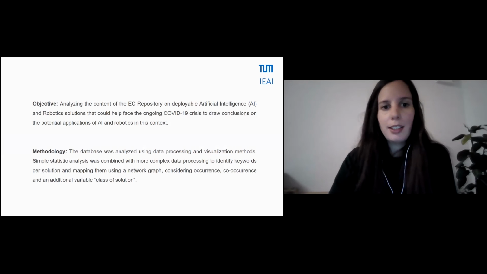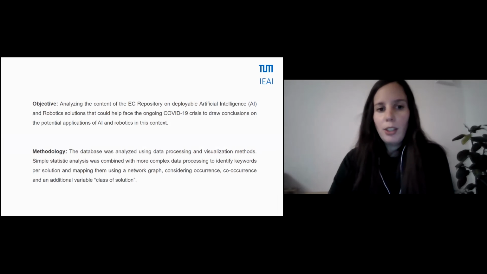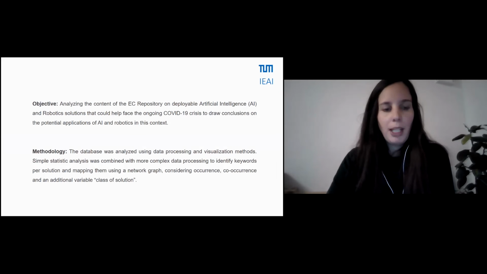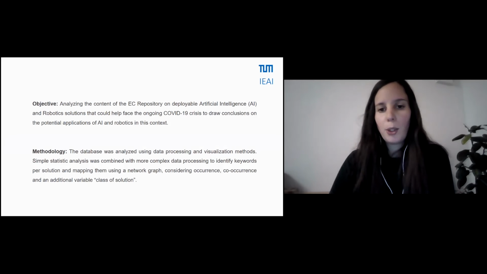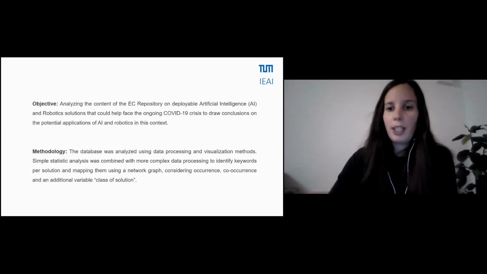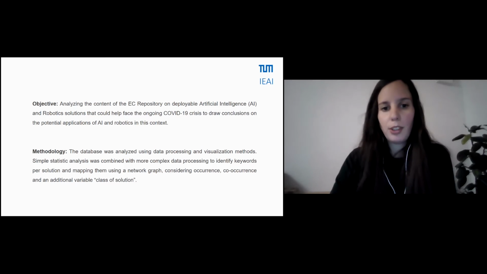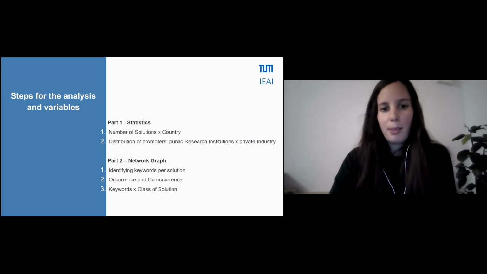The objective here was analyzing the content of the repository on deployable artificial intelligence and robotic solutions to draw conclusions on the potential applications of AI and robotics in this context. For the methodology, we analyzed the database using data processing and visualization methods. Simple statistical analysis was combined with more complex data processing to identify keywords per solution, and then mapping them using a network graph considering occurrence, co-occurrence, and a variable named class of solution. The analysis was then divided in two parts, as I mentioned before. The simple statistics, where we looked at the number of solutions per country and the distribution of the promoters, divided between public research institutions and private industry. And the second part, where we drew the network graph based on the keywords retrieved per solution, and then mapped the whole database.